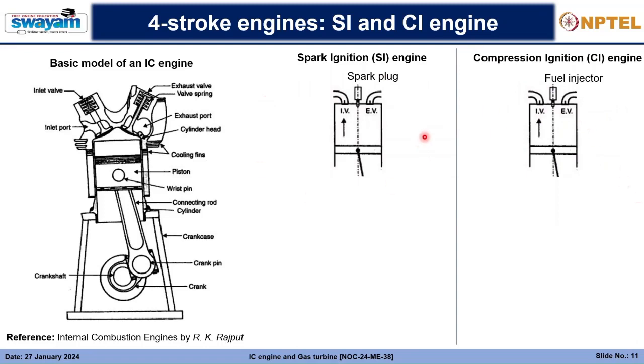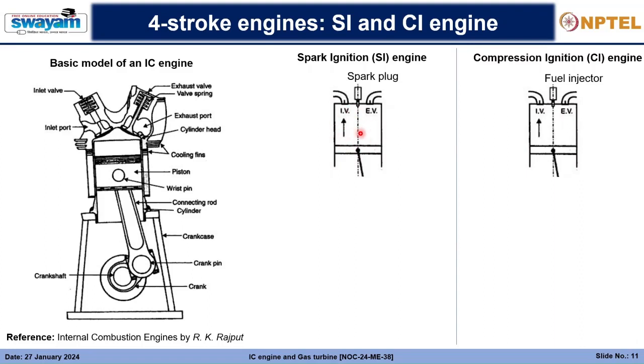Speaking in broad terms, there are two classifications of the ignition system, spark ignition and compression ignition. In spark ignition, we use a spark plug to ignite the whole combustion mixture. You will have an air plus fuel mixture coming through the inlet valve and entering the combustion chamber. Please mind that it is air plus fuel. The fuel is already supplied through the inlet valve, and this charge is ignited by a spark plug.